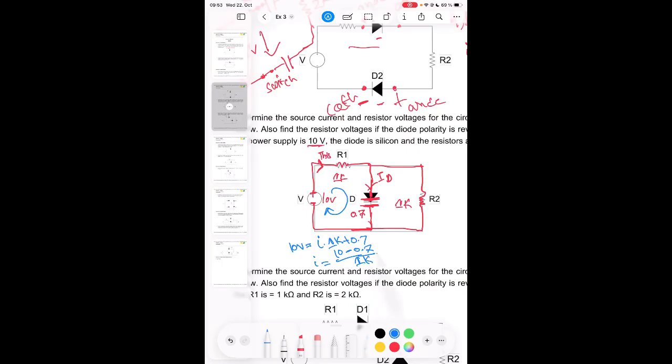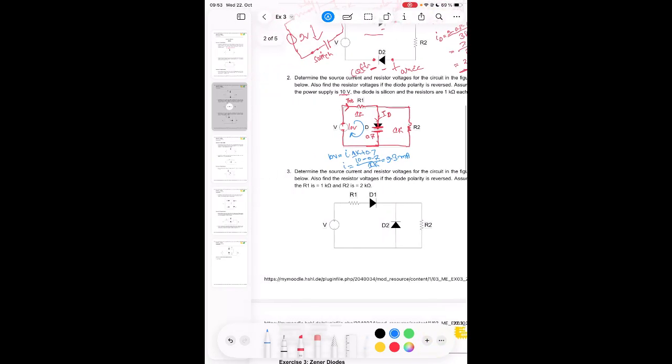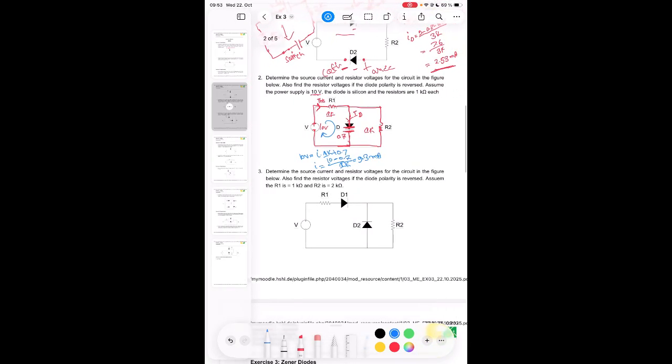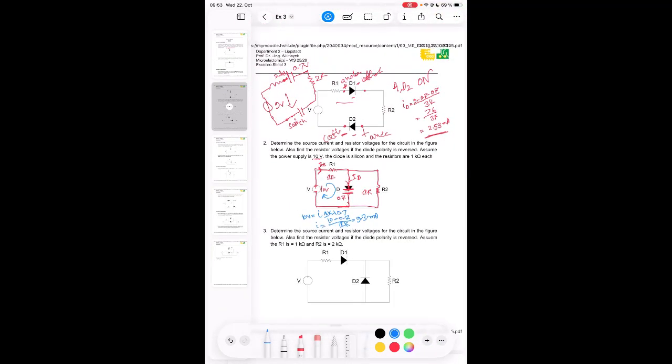Second one, resistor voltages, both of them. This one is quite easy, 9.3 multiplied by 1K. And the other one is actually the same as the diode because they have the same start and the same beginning. Here it's very clear that they are parallel. But usually in the exam and in any circuit you see, sometimes they don't really look like they are parallel. Look always to the beginning and to the end. If they have the same beginning and the same end, that means they are parallel. Parallel means the same voltage drop.